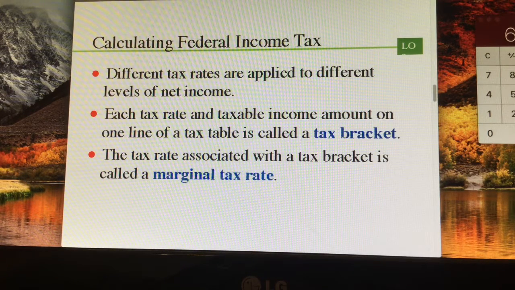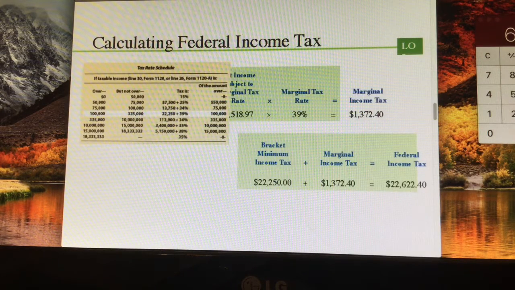So to continue in the calculation process, different tax rates are applied to different levels of net income. That happens in personal taxes as well as corporate taxes. So each tax rate and each taxable income is in brackets. So it's actually chunked based on the quantity or the dollar amount. So what we're going to do is figure out our tax bracket, and then the tax rate that's associated with that bracket is going to give us our marginal tax rate, or the percent that we are obligated to pay. So here's an example of the tax rate schedule.